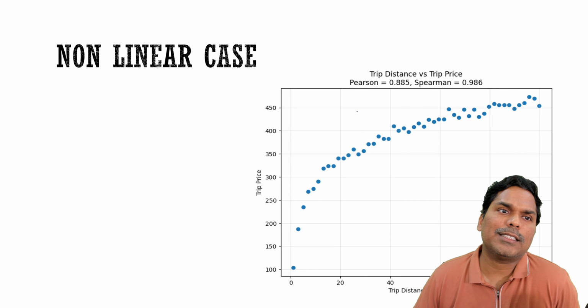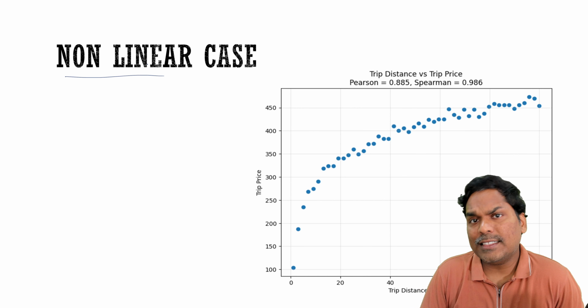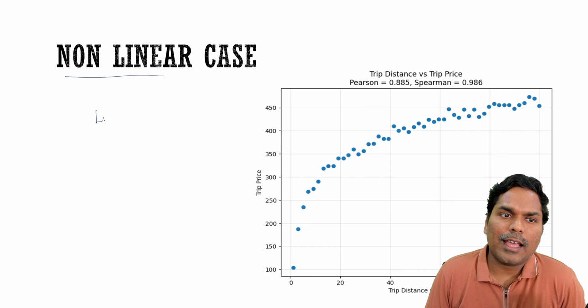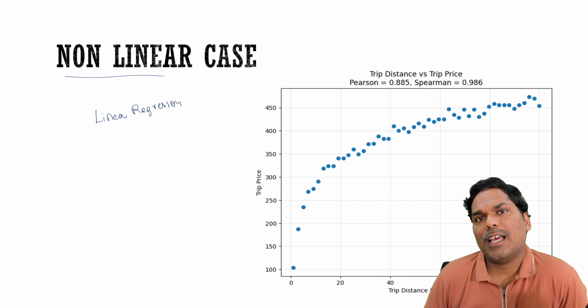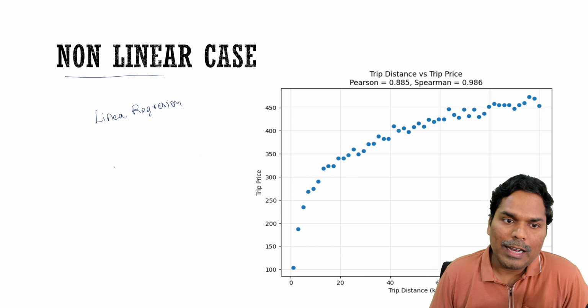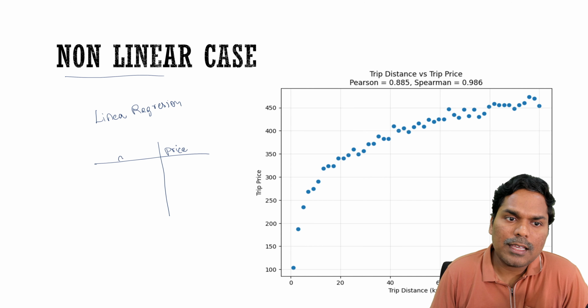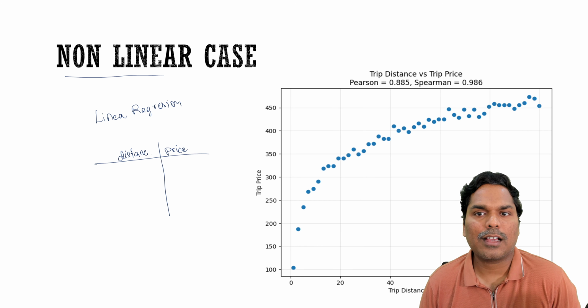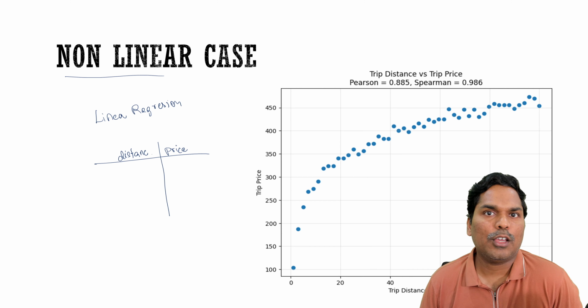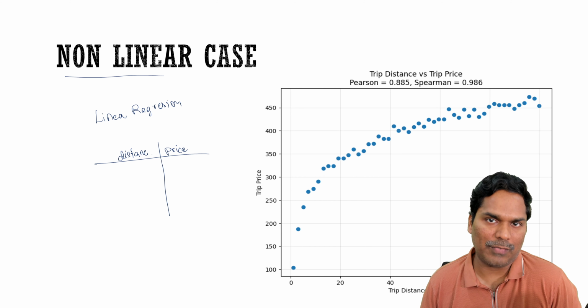And one more case is the nonlinearity case. In general, you learn that we will use Pearson's in the case of linear regression. But can you guarantee that our data is always linear? Or can you guarantee that my price versus distance is linear? No, you cannot guarantee that, because real-life datasets come with their own problem statements. You cannot dictate a linear relationship upfront.